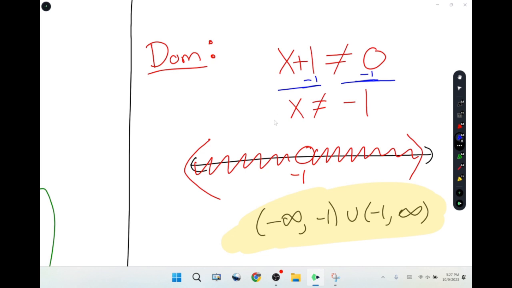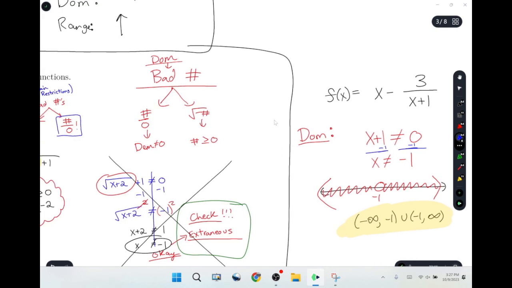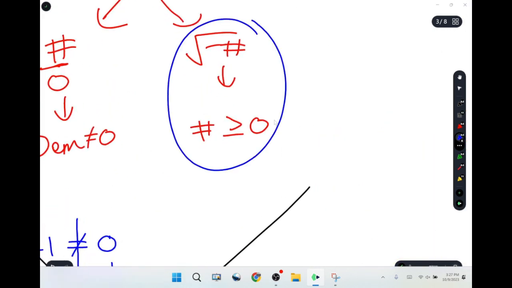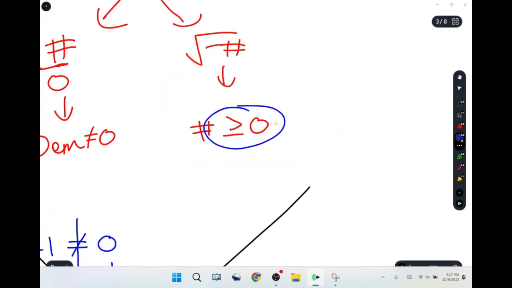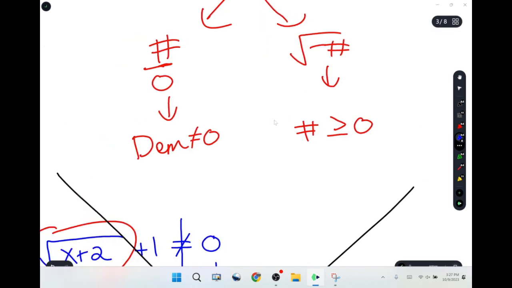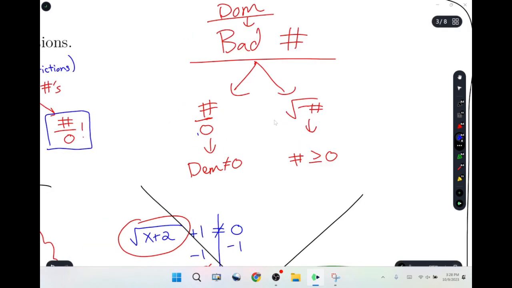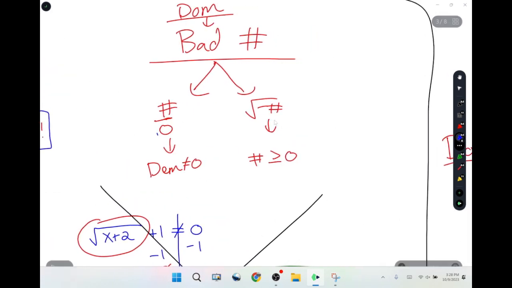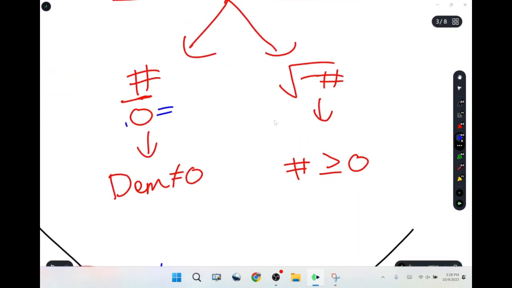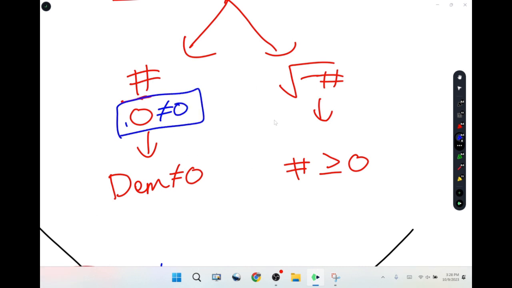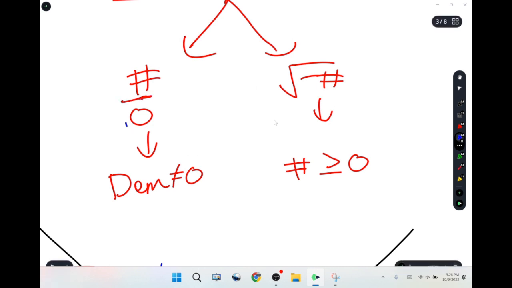On the other one, why was it less than... Oh, that's because it was underneath the square root. Underneath the square root, bigger than 0. If it's on the bottom, denominator not 0. Those are the only two situations for this domain world we're working with. You either set the bottom not equal 0. That's a bad way to look at that.